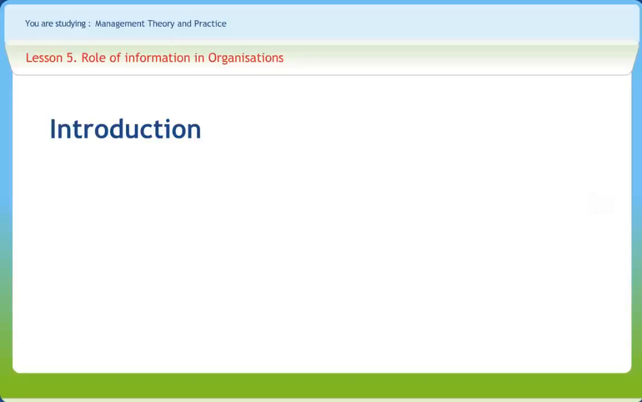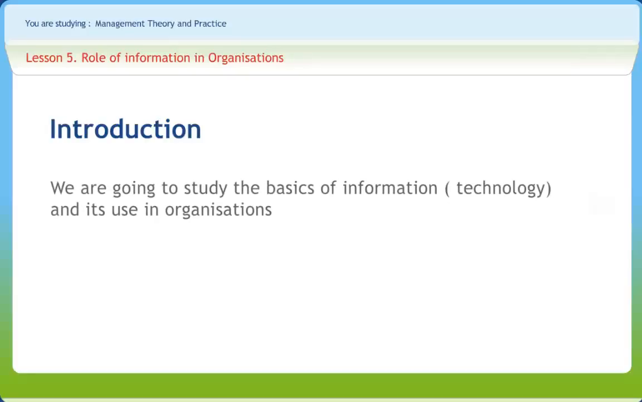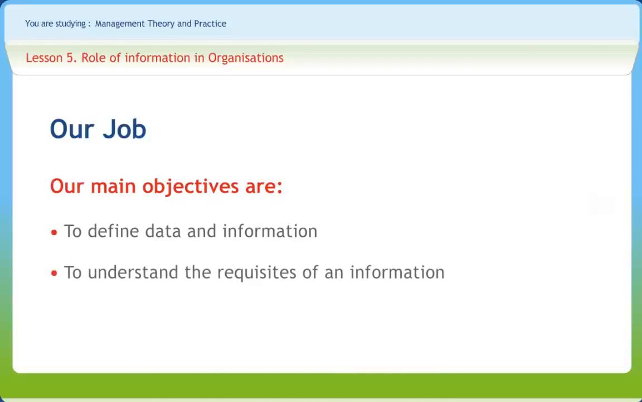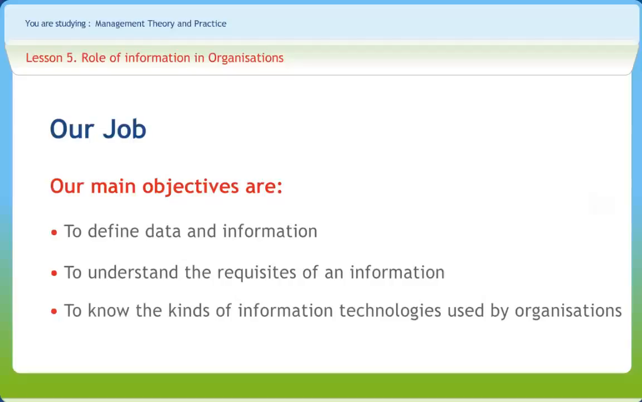Every moment the organizations make use of varied information in one form or the other. They collect and distribute information. In the process, sometimes they also distort it. In this lesson, we are going to study the basics of information and its use in organizations. After studying this lesson, we would be able to differentiate between data and information, understand the importance of information in an organization, and know about common information technologies.